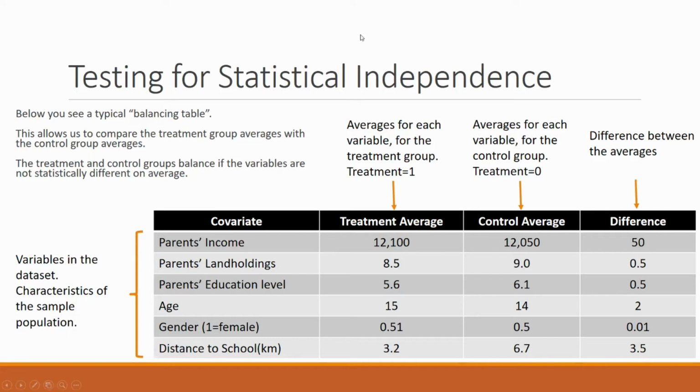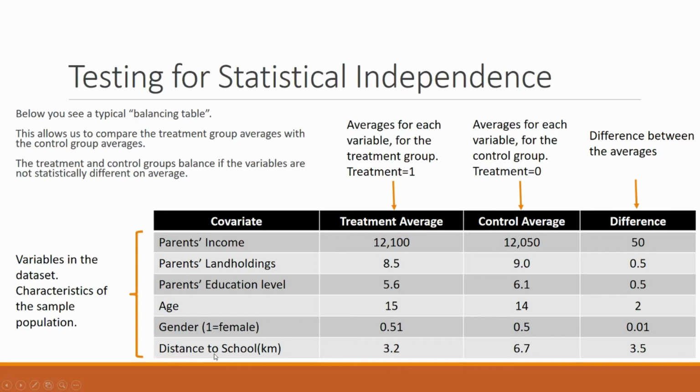What we do is we take a bunch of variables in the data set, and we calculate the average value for those variables for the treatment group and the average value for those variables for the control group. Here in this example, I have our variables in the data set, so characteristics of the sample population: parents' income, parents' land holdings, parents' education level, age, gender, distance.